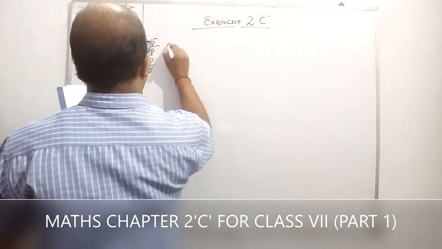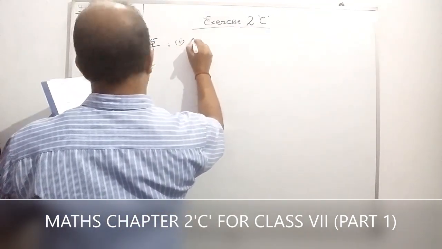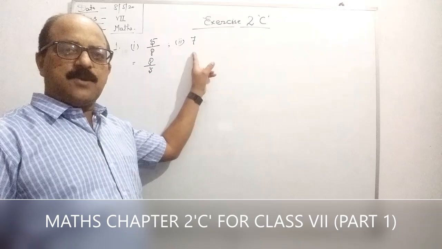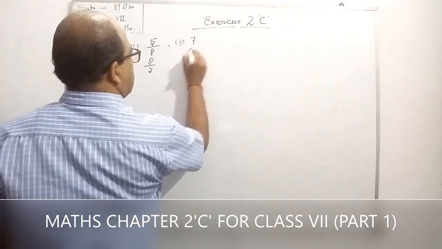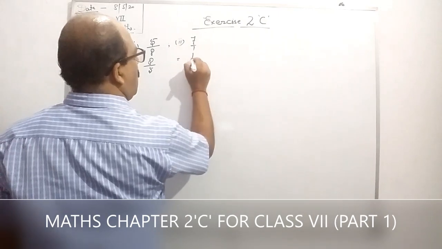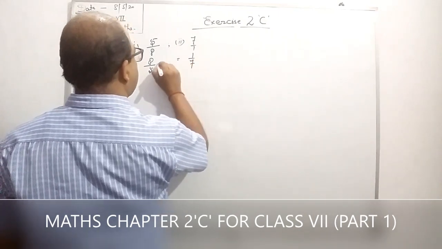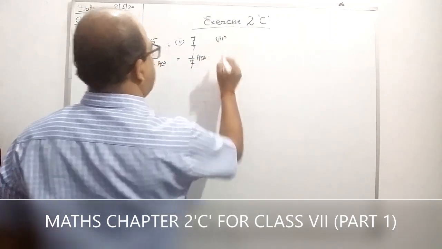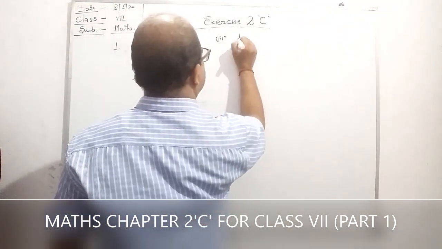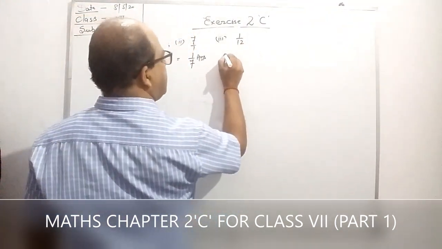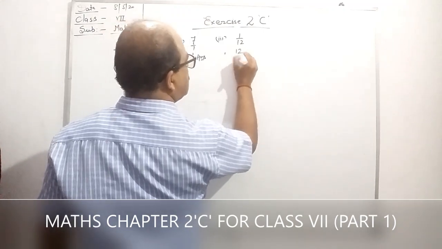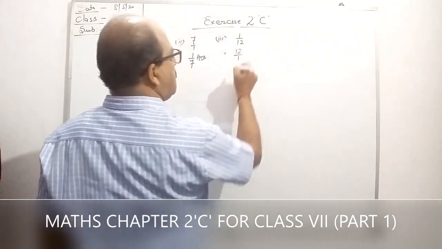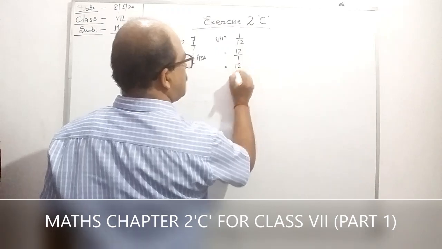In question number 2, the number is 7, only 7. 1 is always laying in the place of denominator, so the answer is 1 by 7. Question number 3 is the same: 1 by 12. The reciprocal of this number is only 12, because 1 is laying in the place of denominator, or we write it 12 by 1, and the answer is 12.